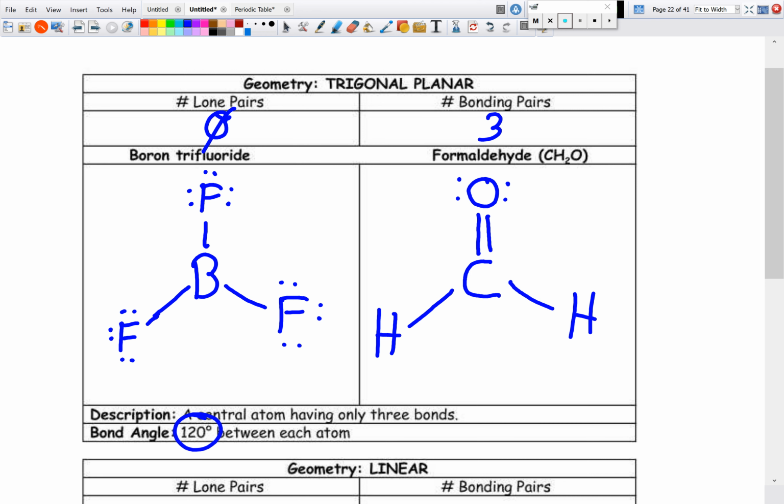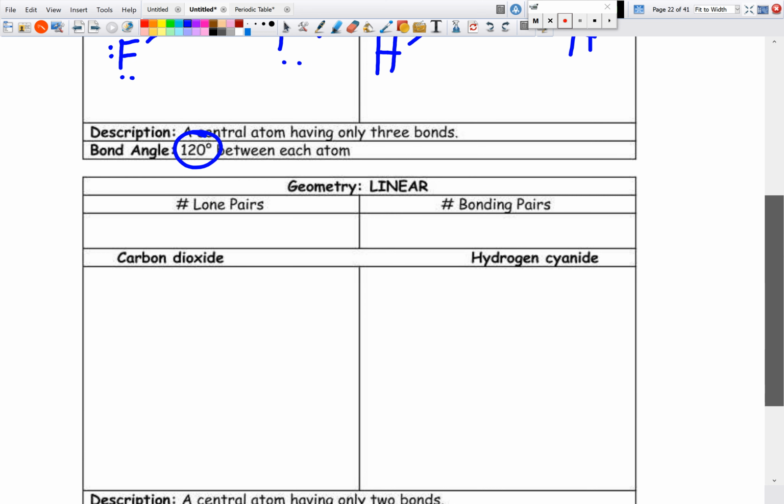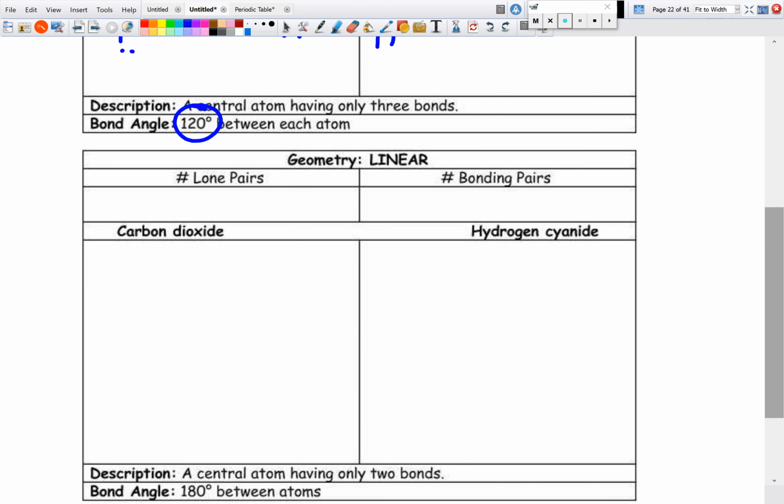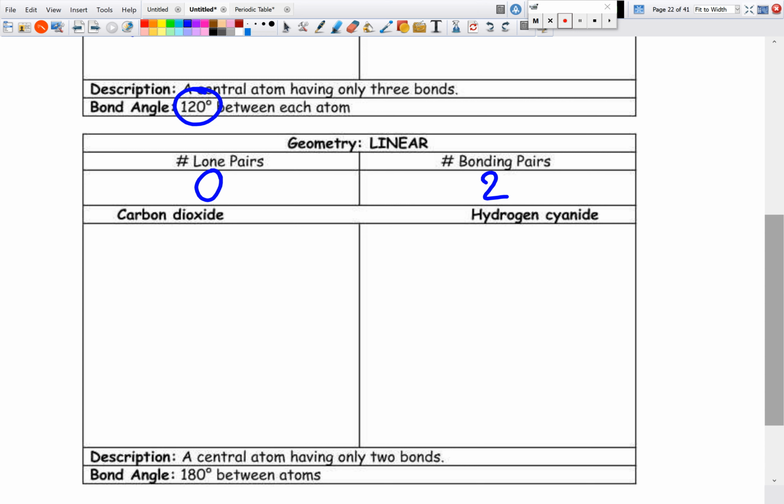All right. With this, we only have one more shape left, and that is our linear shape. With this one, the combination that we're going to see is 0 lone pairs and 2 bonding pairs. Meaning that we need atoms that have no lone pairs as a central atom, first of all. So that means carbon and silicon are going to be key candidates for this molecule. And that's why we're having carbon dioxide and hydrogen cyanide, because cyanide, remember, is CN, meaning that there's carbon as a central atom as well.